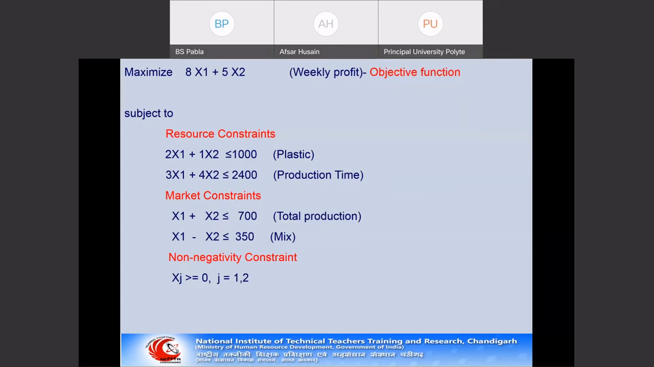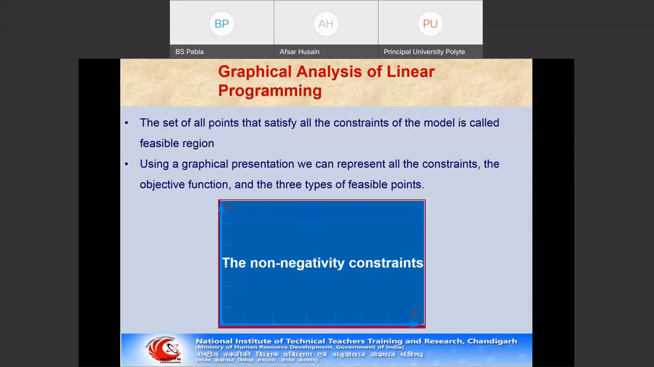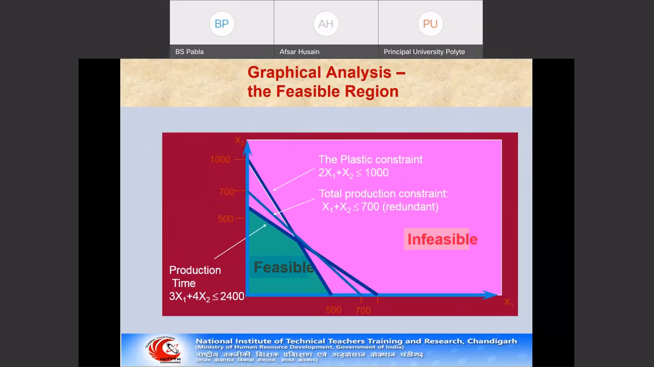This is how you define the problem. Now, how do you solve this? You can solve it graphically, right? So what we have done is we have plotted the constraints on this. So what is the feasible area?